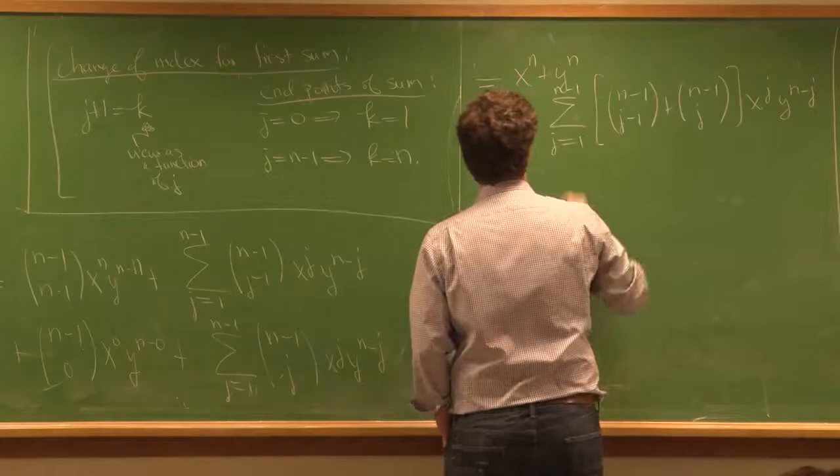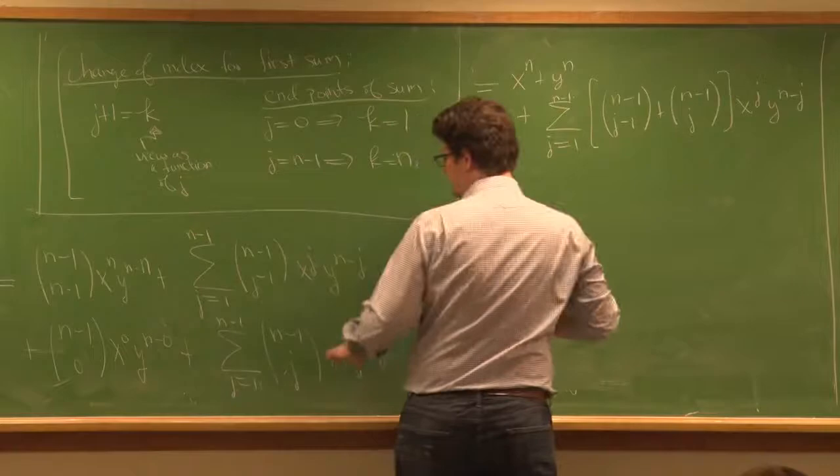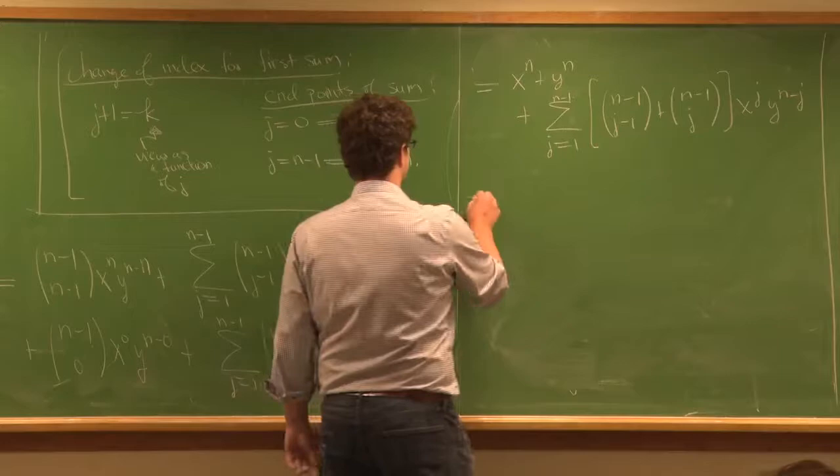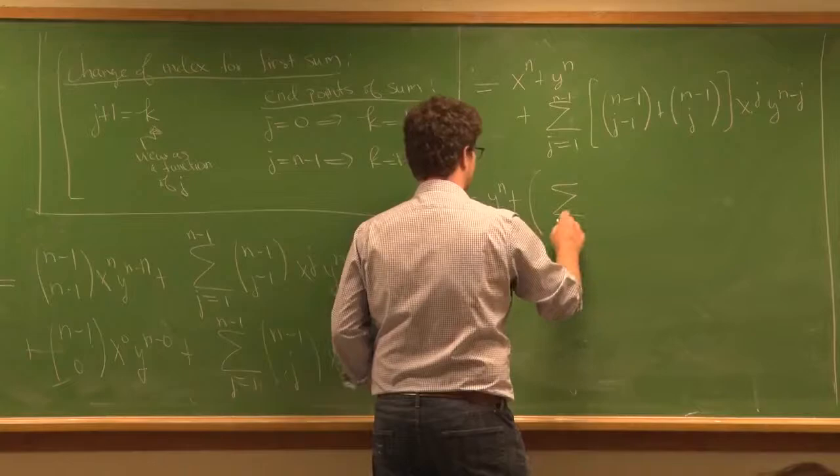OK, so this is a y, and then this goes to n minus 1. So here, I'm using that this thing is 1 and this thing is 1. OK, so I can explain that if you guys want. But now we have this inductive step. So this thing looks like, let me write this suggestively like this, y to the n plus the sum from j equal to 1 up to n minus 1.